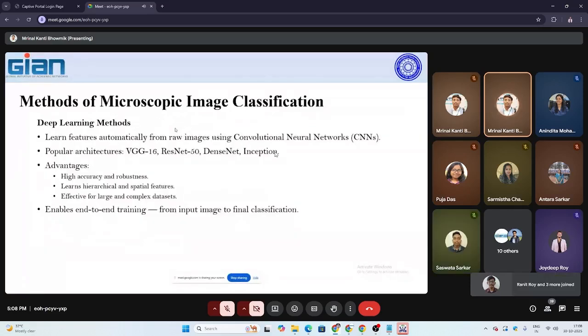That's where deep learning comes in, like CNN and the other neural networks, which automatically learn useful features from the image itself, directly from the pixel data. Architectures like VGG16, ResNet, and ResNet have been very successful in biomedical image analysis. The biggest advantage of deep learning is that it provides end-to-end learning, meaning the system learns to extract features and classify images simultaneously without manual intervention. This results in higher accuracy and better generalization, especially for complex medical images.